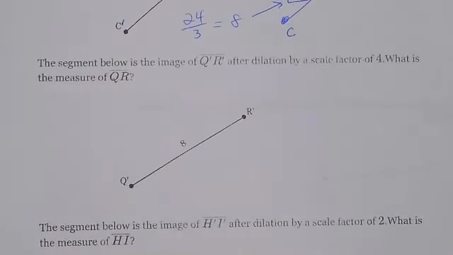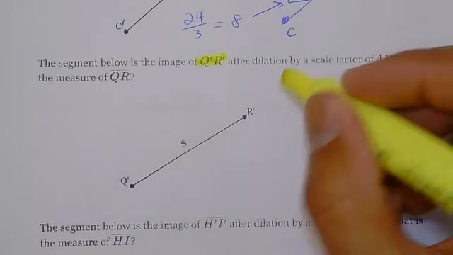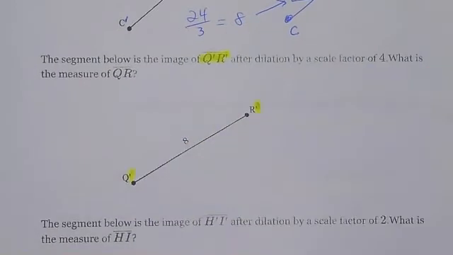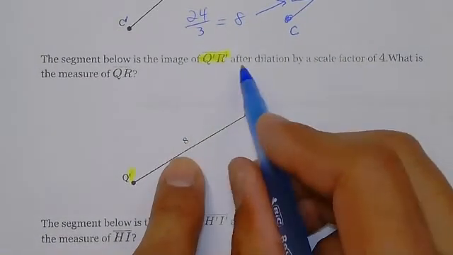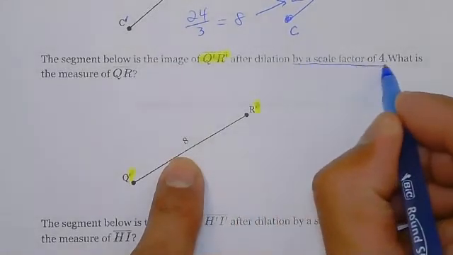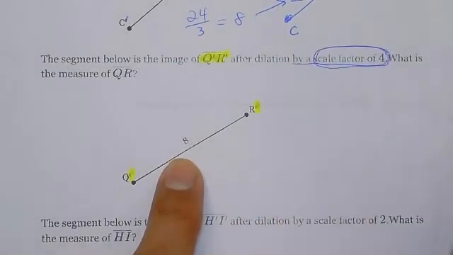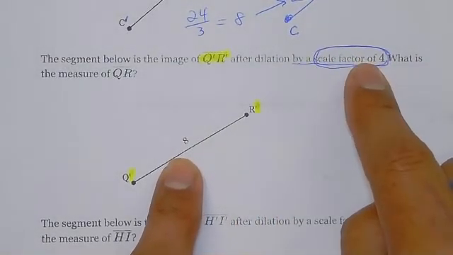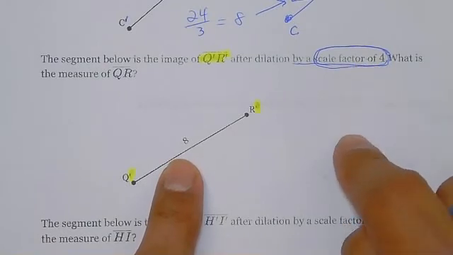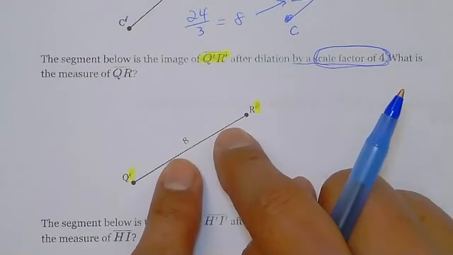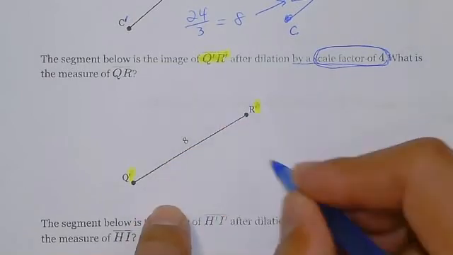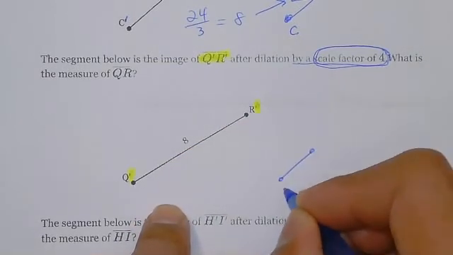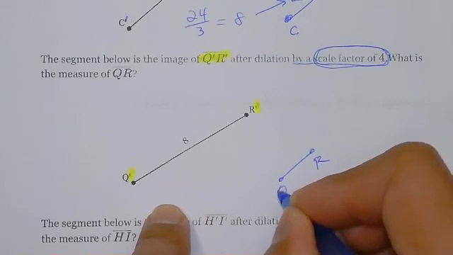Okay, let's go to the next one. Let's see if we get tricked on this one. The segment below. Oh, see, this one's already the image. This is like already got dilated. And it got dilated to 8 after a dilation scale factor of 4. Here we go. If this one already got multiplied by 4, scale factor of 4, what would have to have been the original one? The original QR.